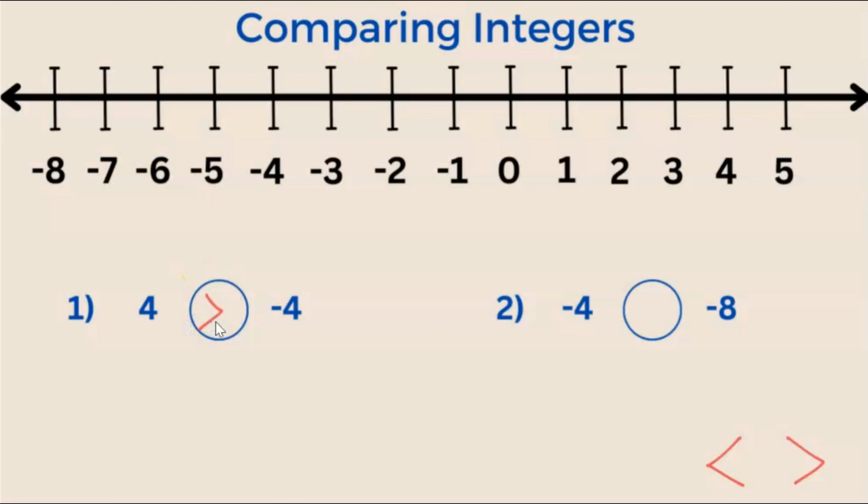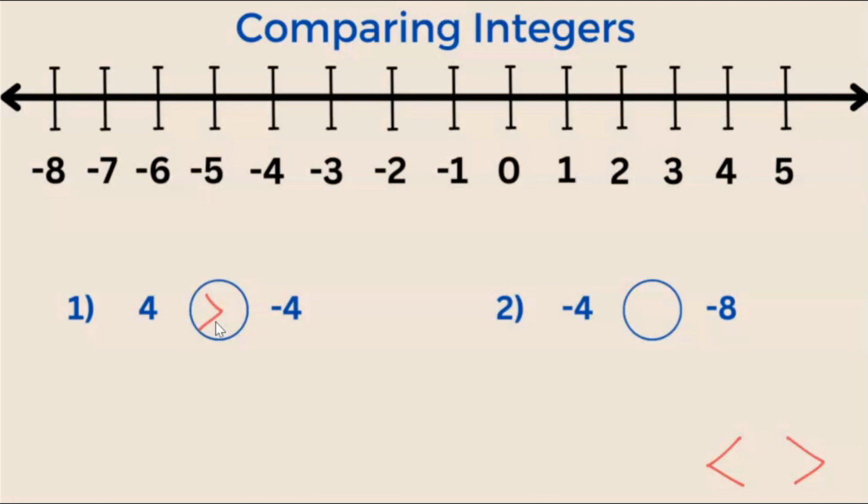But let's look at the next example. This one's not so obvious. Which one is greater, negative 4 or negative 8? Well, at a first glance, you may look at the numbers and say, well, 8's bigger than 4, but that's not exactly how we need to look at it. Let's look at it closely using a number line.